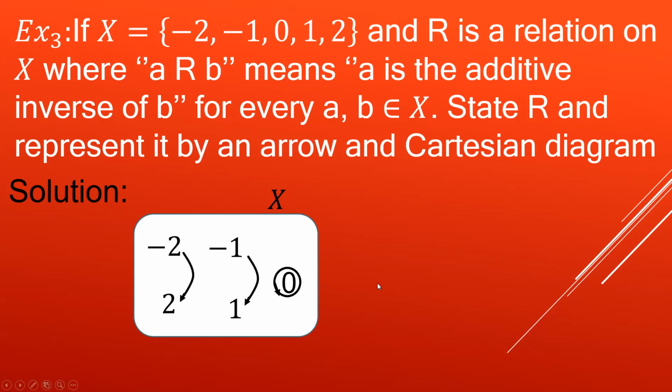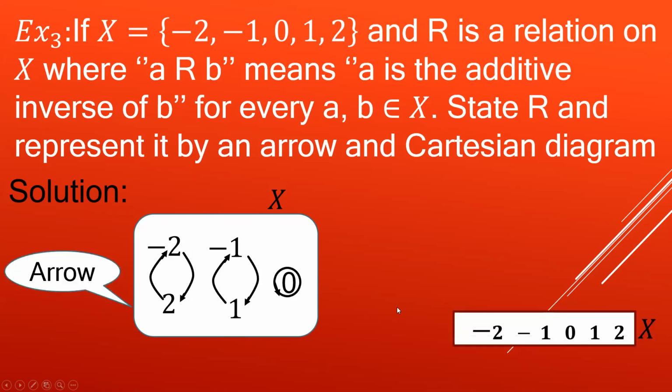outside the 0. And also we know that -1 is the additive inverse of 1, and also 1 is the additive inverse of -1, and 2 is the additive inverse of -2. And this is the arrow diagram.